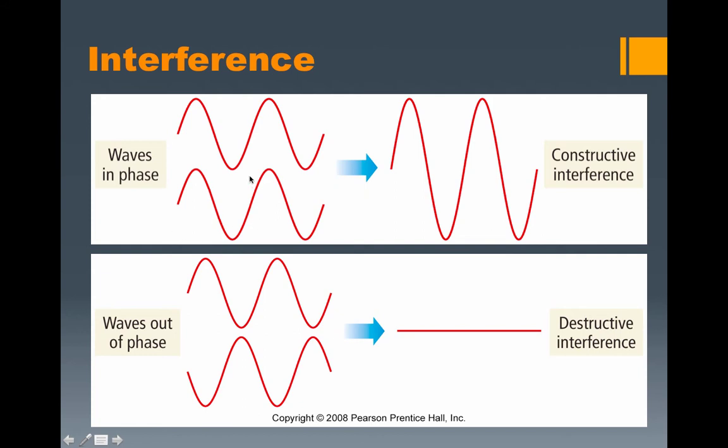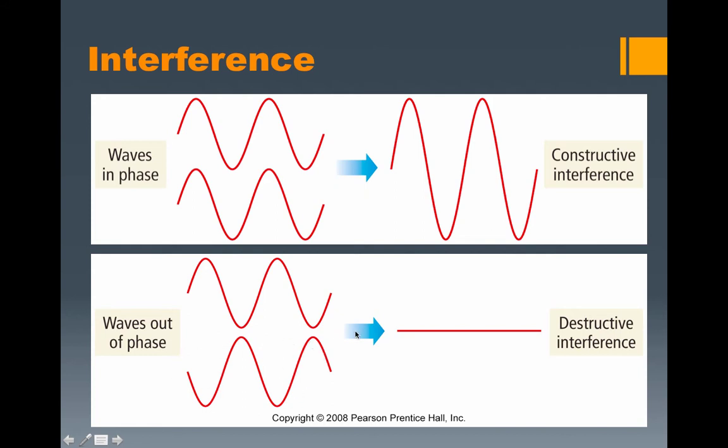So if you look at this picture and we look at these 2 waves that basically are coming in contact with each other, you can see here they're exactly in sync, or what we say in phase. They are going up and down at the exact same moment. So when that happens, we get constructive interference, and you actually get a wave that's twice as large as the original wave.